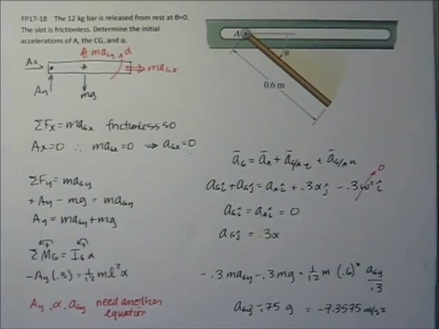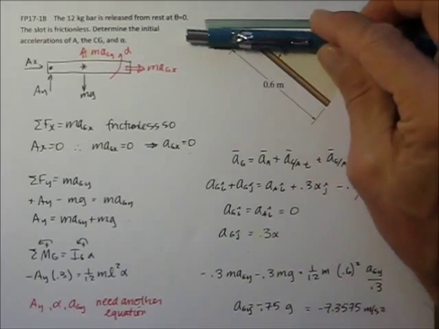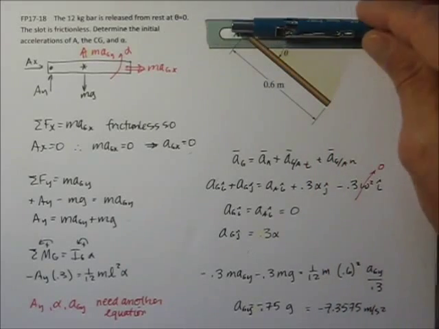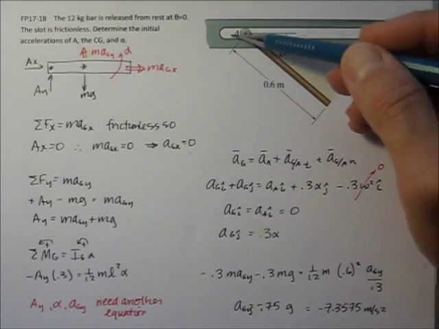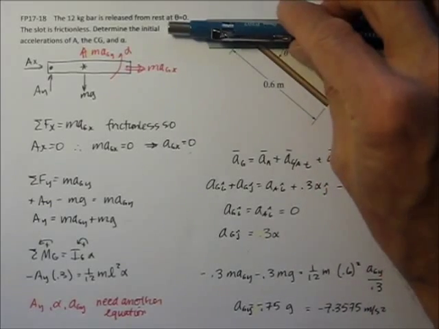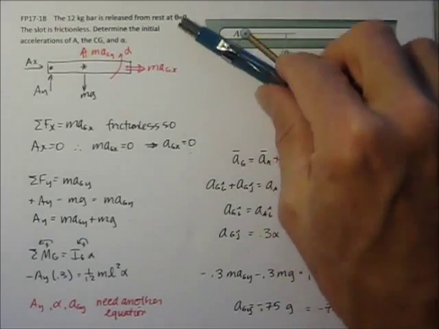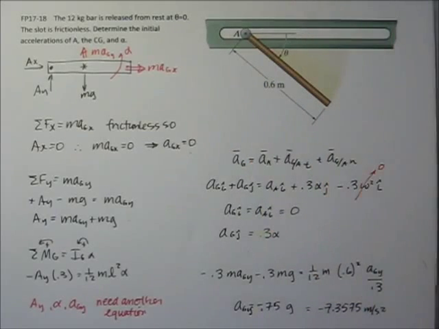All right, this next problem is a little more complicated. This is fundamental problem 17-18. And what we're going to have here is this bar is sitting horizontal in its original condition. The slot is frictionless, but we're going to release it from rest, and it's going to start rotating down and start moving a little bit to the right.